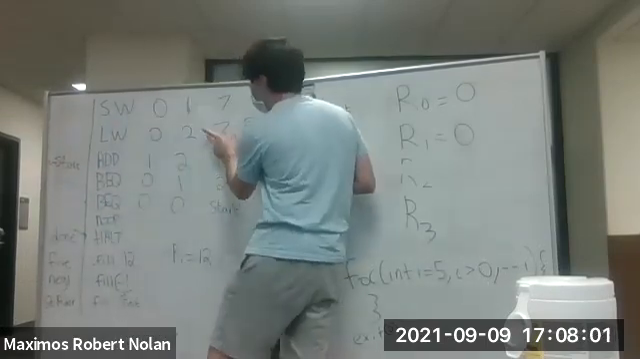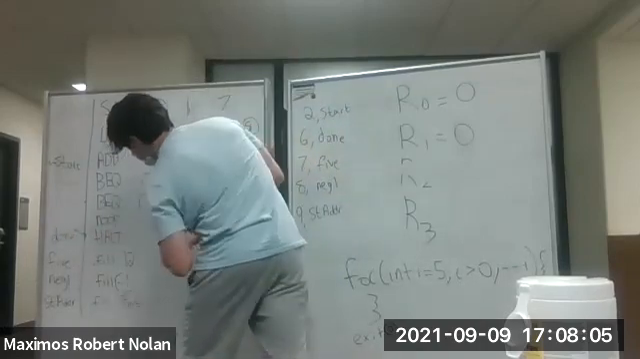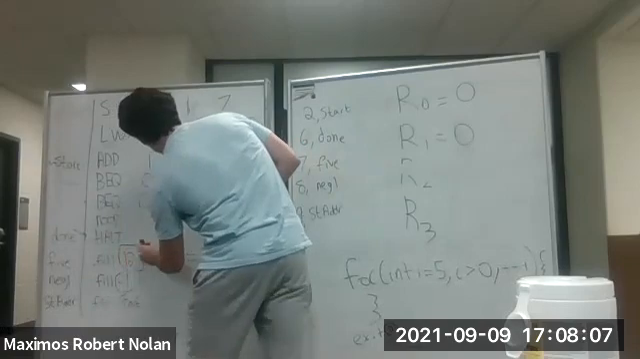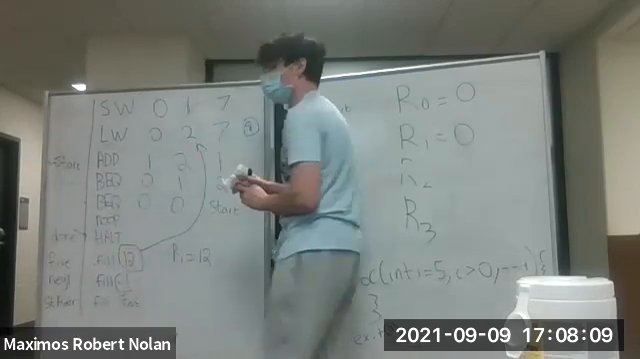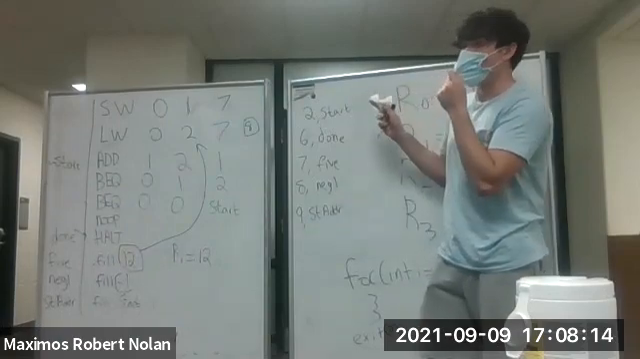I then go to 7 plus value at 0, which is 0. Go to line 7, take this value right here, which is 12, and put it inside register 2. So you can see how you can basically manipulate numbers, right?